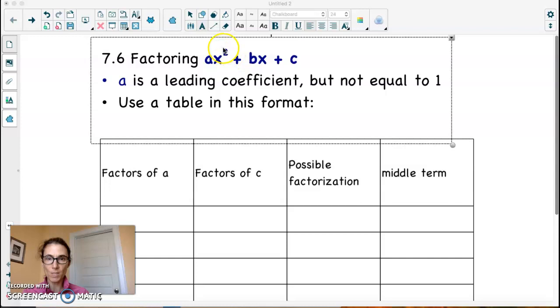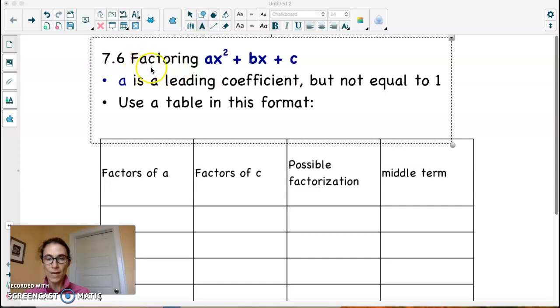Quadratic just means that there's an x squared in there somewhere. And this information comes from section 7.6 in your textbook. So if you wanted to read your textbook to get more information, that's where you would find it.